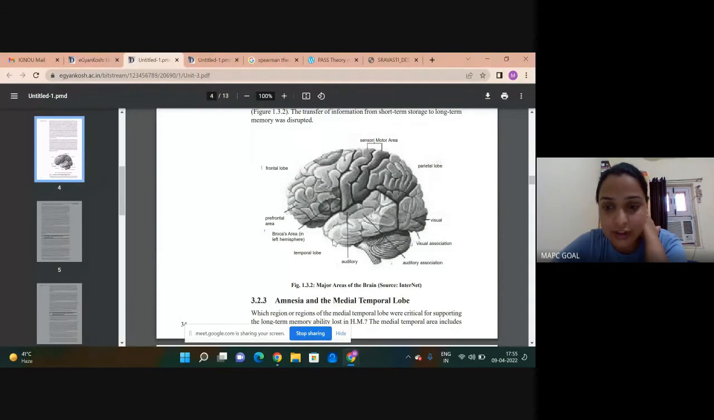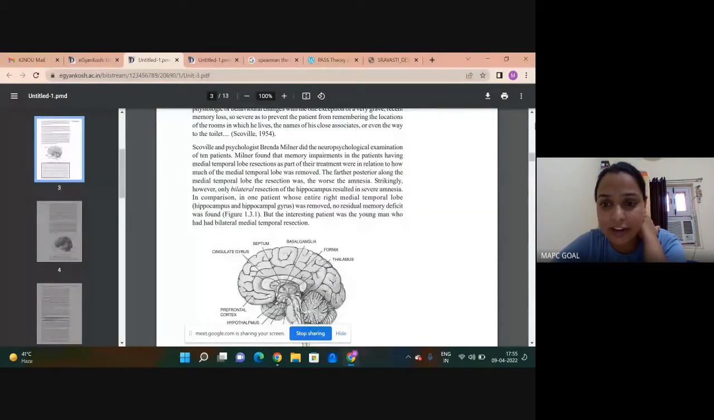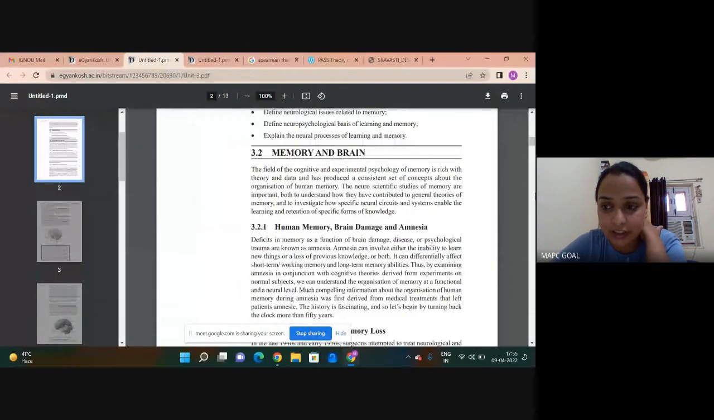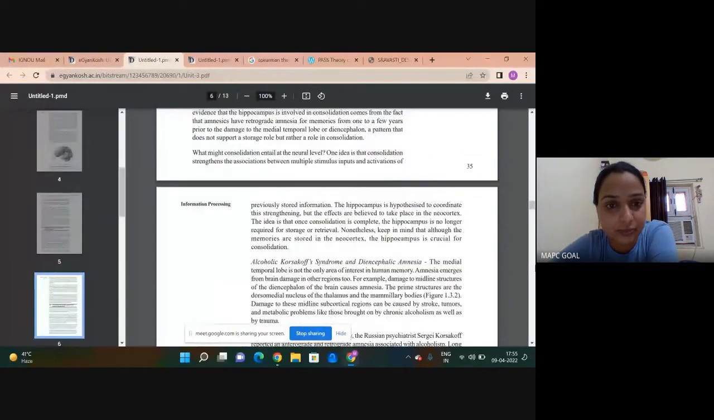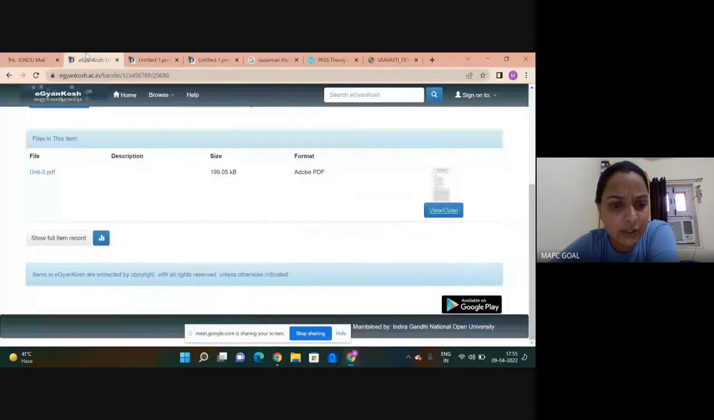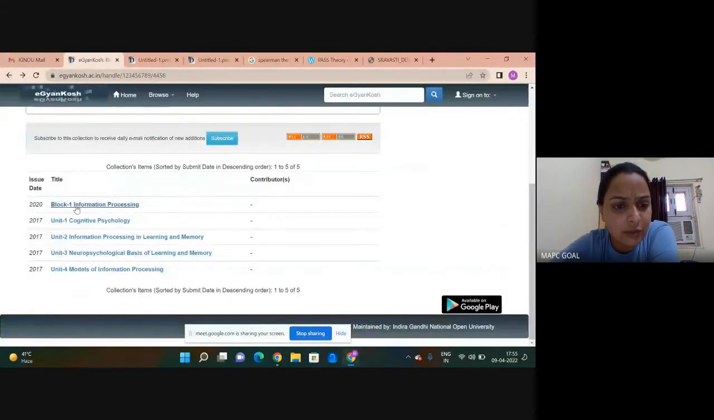All the images are very simplified. Don't worry, these notes are very simplified. But you have to read them beforehand. So this is all about Unit 1. Shall we move on to Unit 4? Any questions from Unit 3?